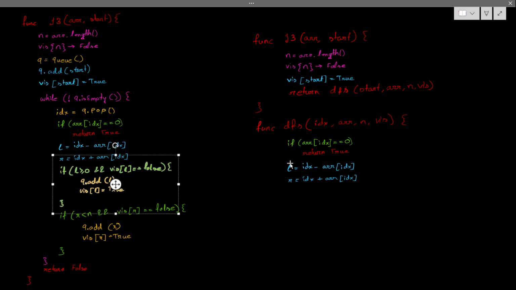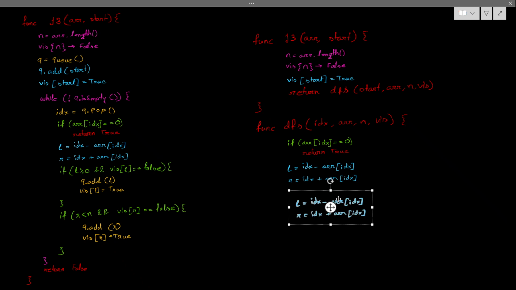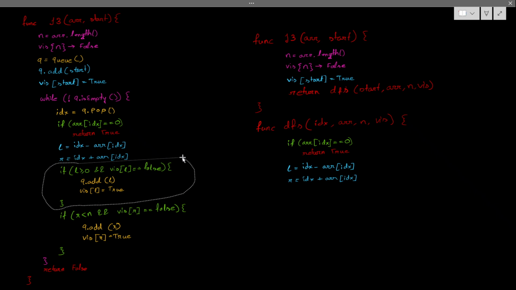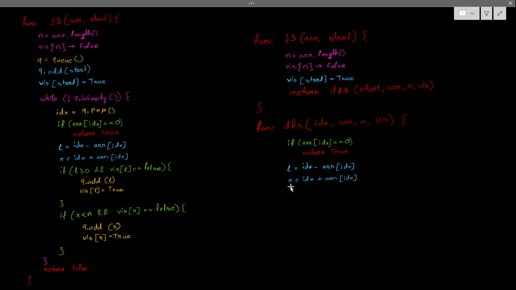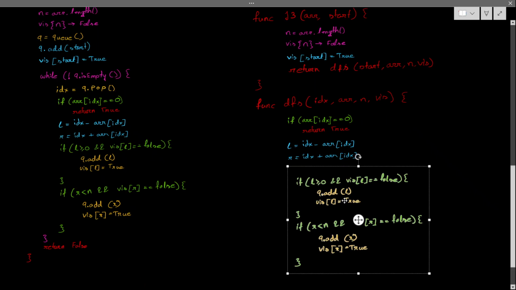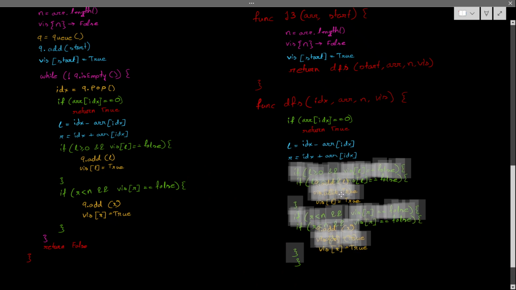Correct. So I will check whether it is a valid case or not. Let's copy these two cases as well. This is the thing we have to copy, right? So these are the two cases I have to copy: whether it is visited or not.